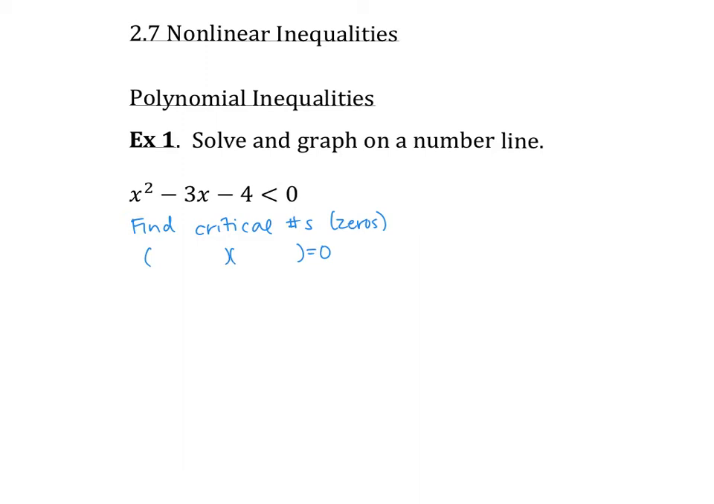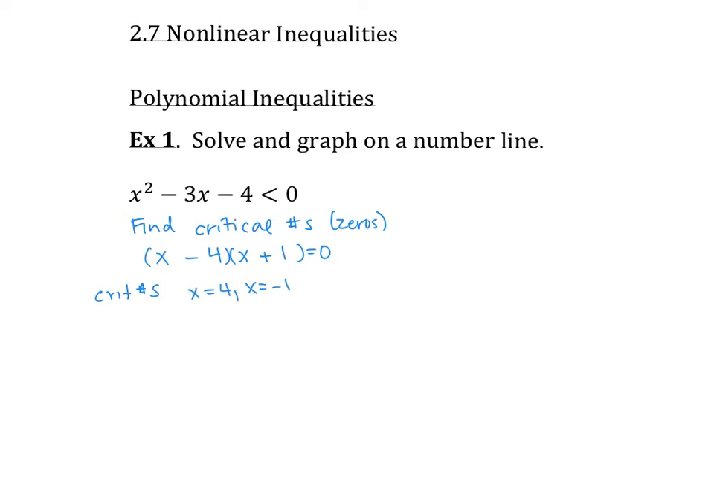Okay, let's see. I'm going to factor this. x times x, 4 times 1, minus 4 plus 1. Okay, so I get x equals 4 and x equals negative 1. Okay, these are not my answers because this is an inequality. These are going to be the critical numbers. These are where something important is going to happen on the number line.